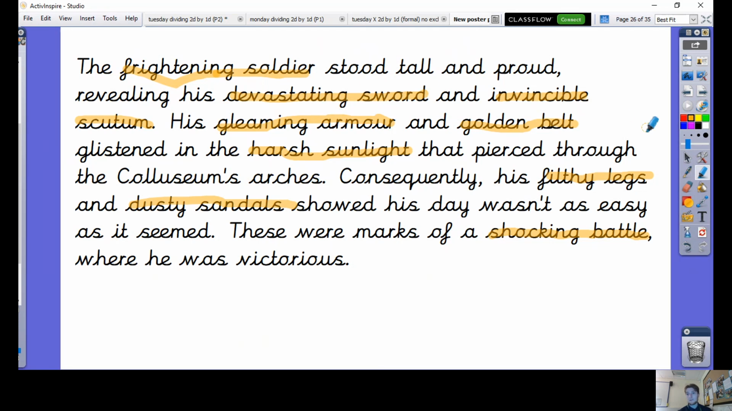So I would love to see you try to include as many, maybe even more. Really have a go at writing that after you've drawn and labelled your soldier.